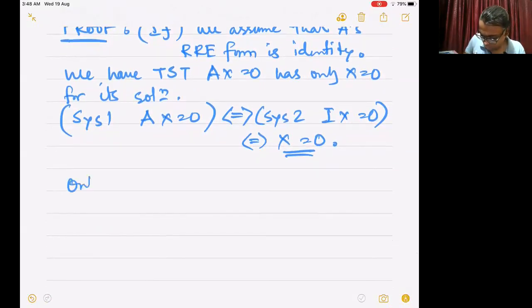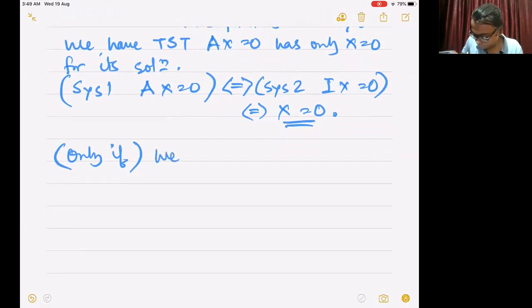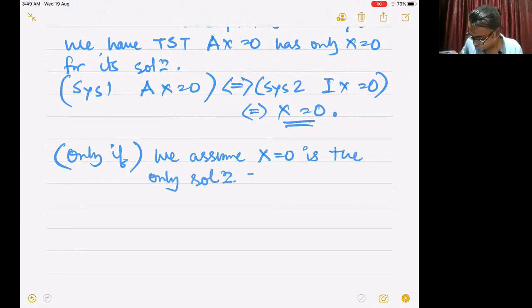Good. Now we prove the only if part. What does that mean? Only if part means now I have to assume that x equal to 0 is the only solution, and I have to show that the RRE of A must be identity. So we assume x equal to 0 is the only solution, to show that RRE of A is identity.